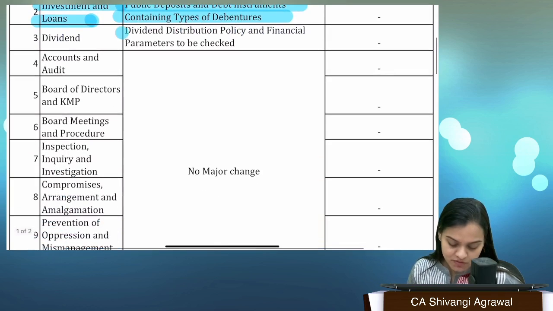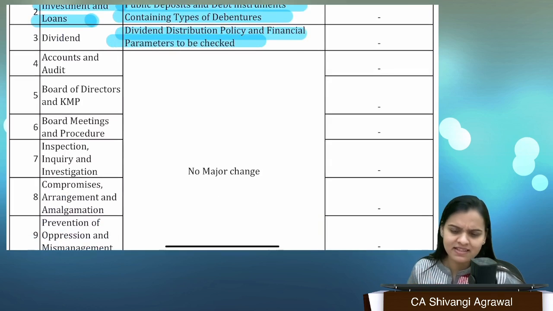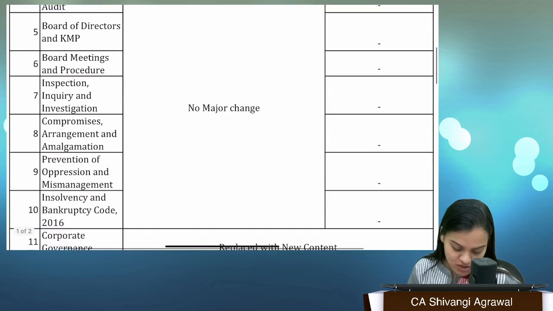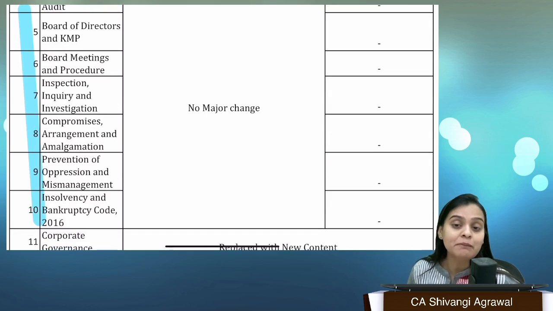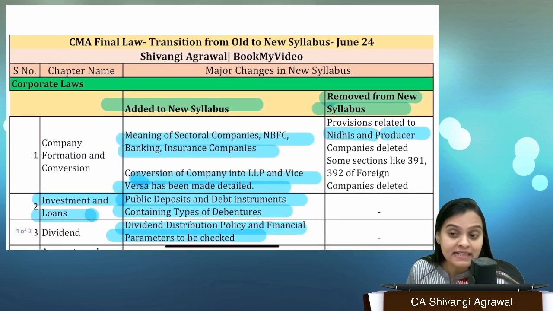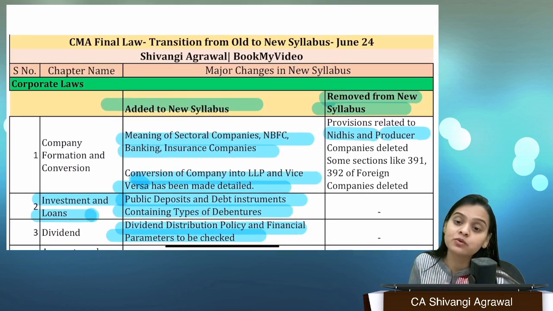If I talk about the chapter of dividend, these can be done with reading also: dividend distribution policy and financial parameters. Now, if I talk about these chapters, there are not any major changes. When I am saying these changes, please add this to your disclaimer: these are all the major identified changes. These are not in-depth, word by word changes. This is only to aid you in your preparation, because you're already prepared.